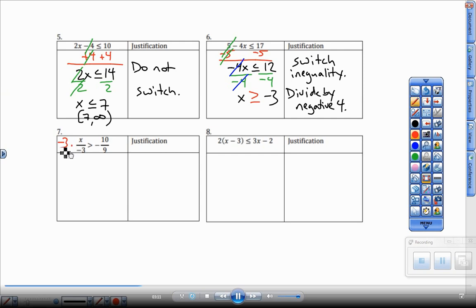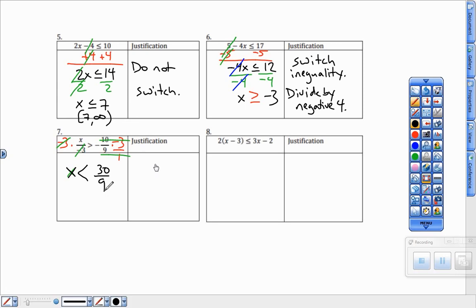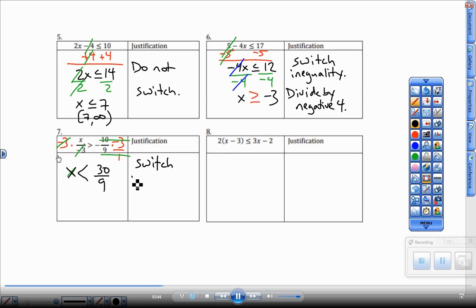All right, number 7, I'm timesing both sides by -3. That timesing by -3 will flip this inequality to the less than direction. Timesing -10 times -3, 9 times 1 gives me x less than, switch it, +30 over 9. And again, justification, switch because you multiplied by a negative number.